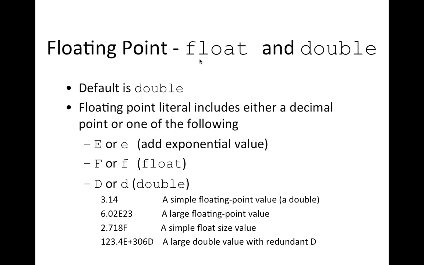So a simple floating point value is 3.14. A large floating point value is something like 6.02 times 10 power 23. And how do you say times 10 power 23? E23, like that. So a large double value is big. Default is double, right? So it will by default consider it as double. You need not specify a d there. Okay, fine.